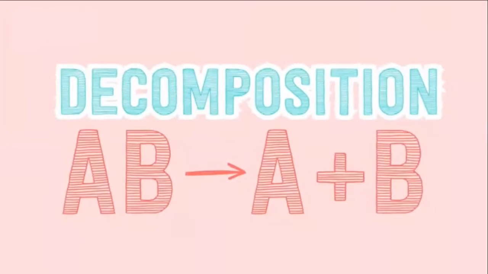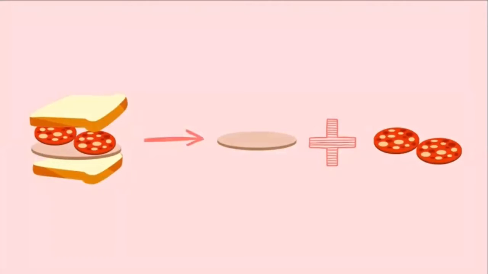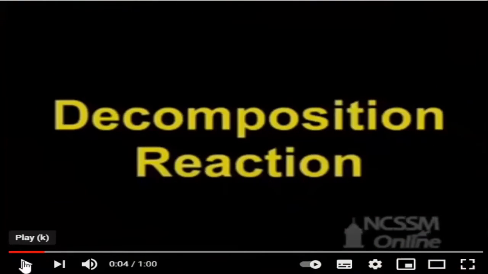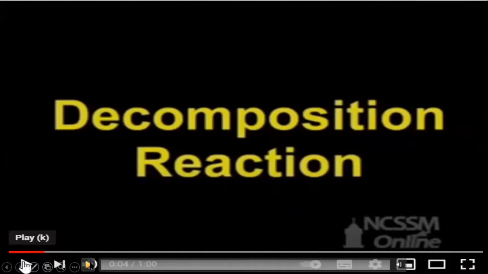Next up is the decomposition reaction, which is pretty much the opposite of synthesis. We have a compound as the reactant, and we have two or more substances in the product. So let's say you have a sandwich which has tomatoes and turkey in it, but then you decided to just eat the turkey and tomatoes alone without the bread. So in the product you have turkey and tomatoes together. So let's take a look at a decomposition reaction.